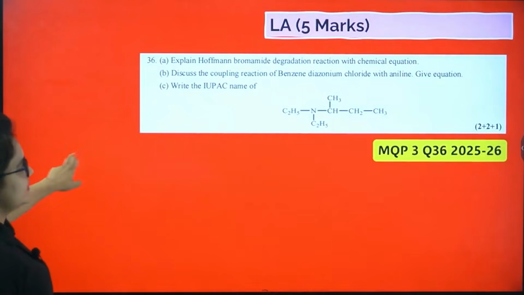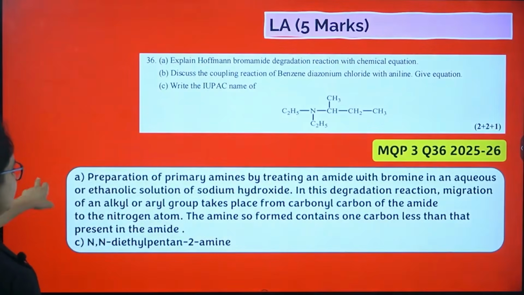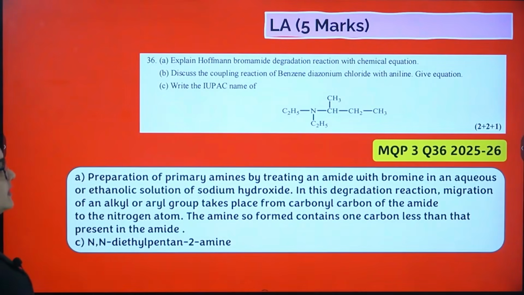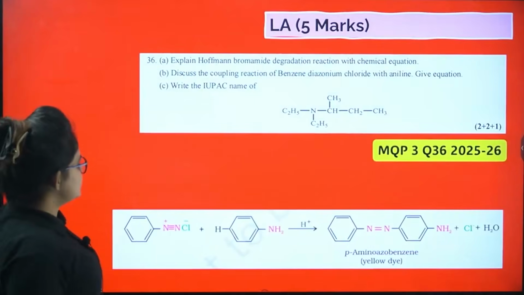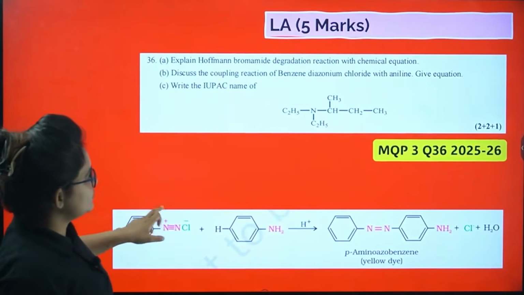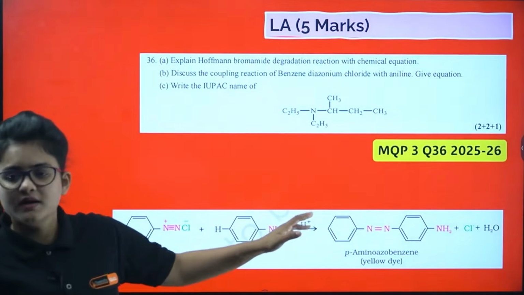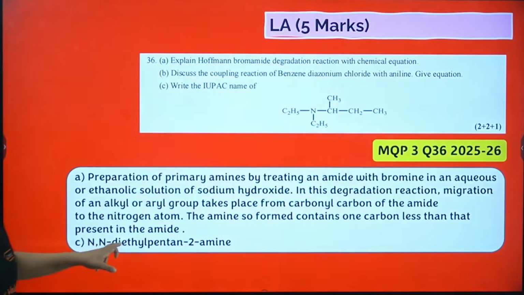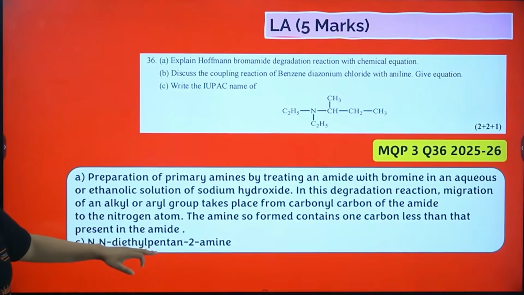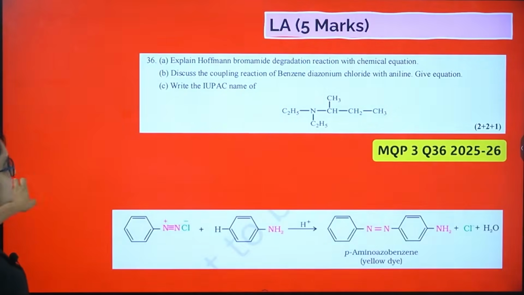Explain the Hoffmann bromamide degradation. Here you can see this is the Hoffmann bromamide degradation: a primary amine is obtained by treating an amide with bromine in aqueous or ethanolic solution of sodium hydroxide. So that is a degradation type of reaction. Next, here you can see the coupling reaction of benzene diazonium chloride with aniline. It will give you a para-aminoazobenzene type of compound, that is a yellow colored dye. And here you can see the IUPAC nomenclature is also there, diethyl pentan-2-amine. Okay, let's proceed.